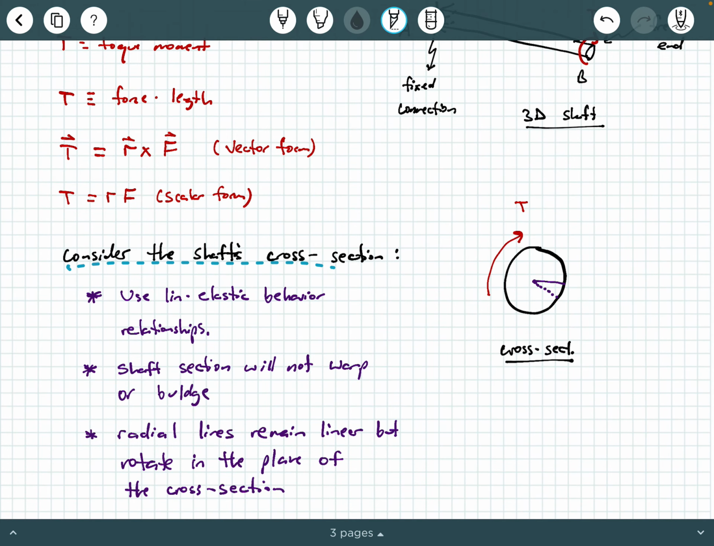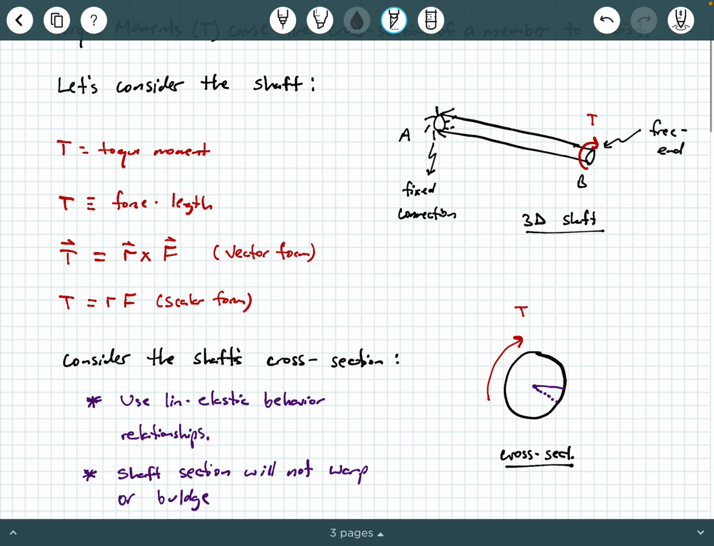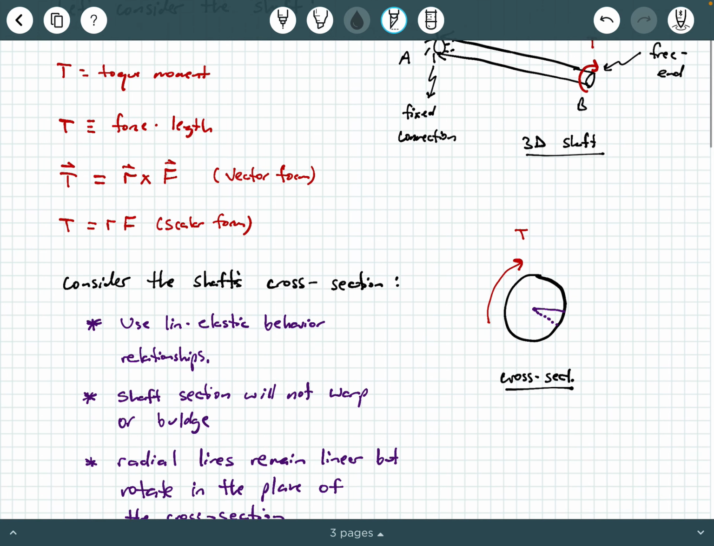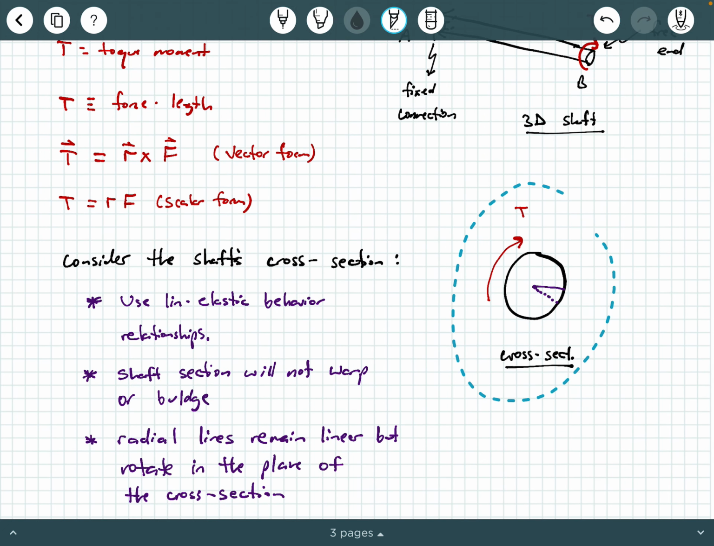Consider the shaft's cross section. So if you see this figure right here, this figure is referencing if I pass a cut section at any point in this shaft. Okay, and in this particular shaft, if I make a cut using method of sections anywhere here, it's going to have an internal torque moment T in the cross section. And so when we are looking at a shaft's cross section in 2 dimensions, as we have here, we need to keep in mind a few overlying assumptions.